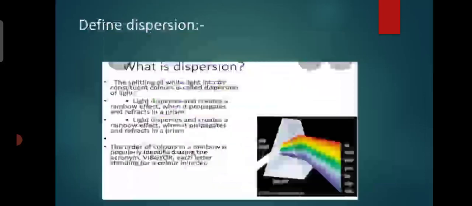Next, what is dispersion? The splitting of white light into its constituent colors is called the dispersion of light. Light disperses and creates a rainbow effect when it propagates and refracts in a prism. The order of colors in a rainbow is VIBGYOR, each letter standing for a color in order.